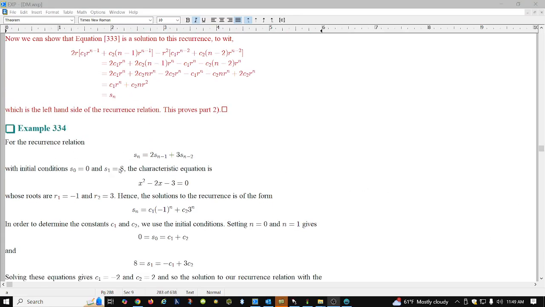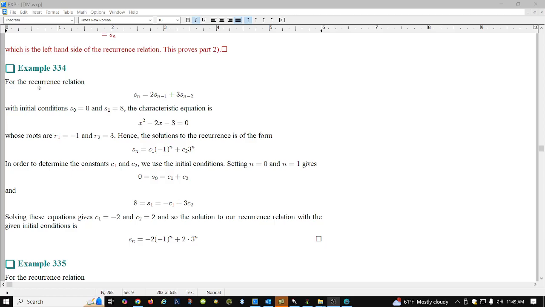Okay, let's look at some examples. For the recurrence relation, Sn equals 2Sn minus 1 plus 3Sn minus 2, and these two initial conditions, this is the characteristic equation, and the roots are negative 1 and 3. So this is the general solution to the recurrence relation.